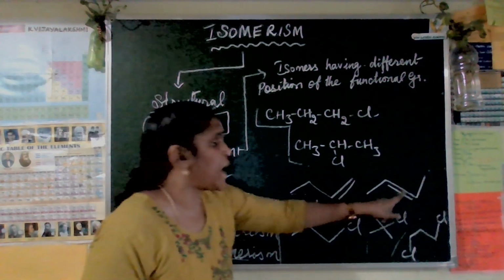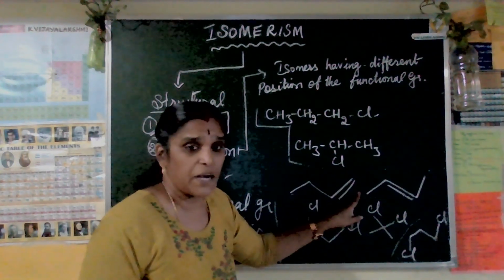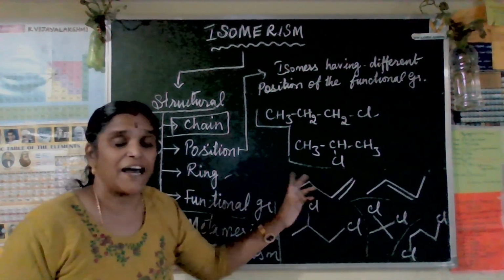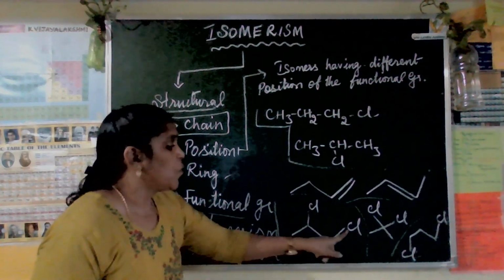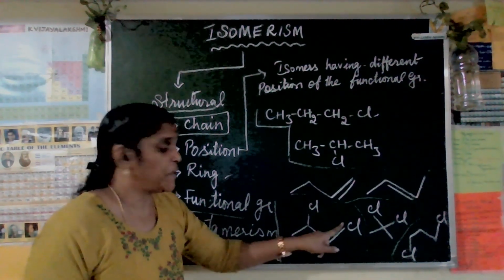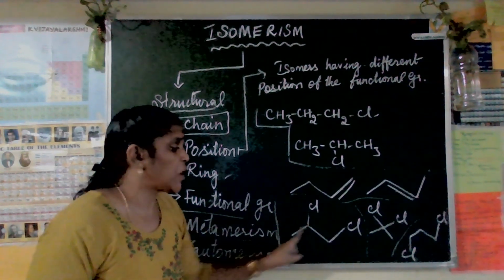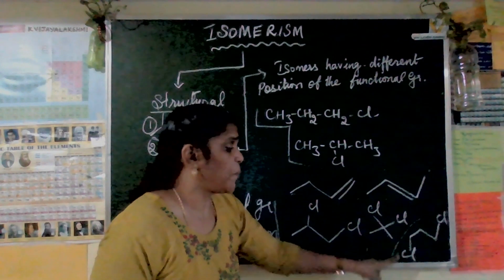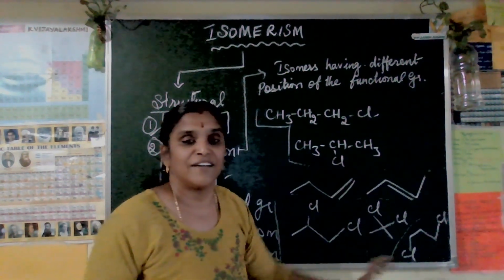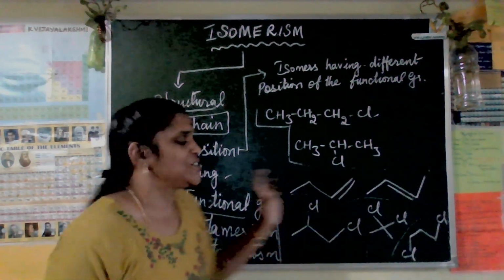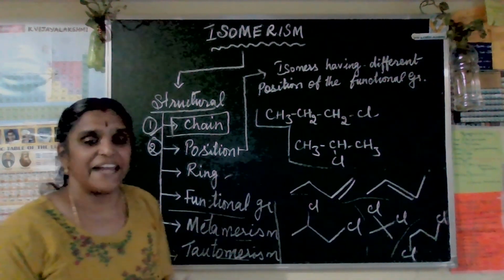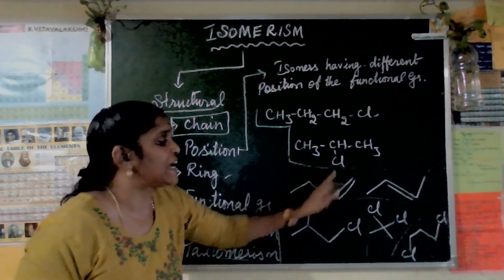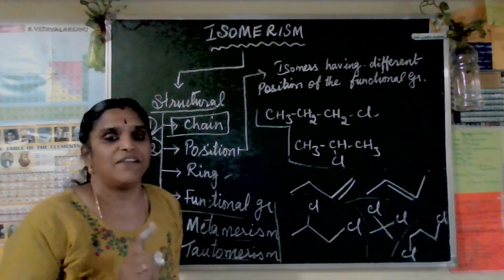Now this is 1, 2, 3, 4, 1-butene. This is 2-butene. Same molecular formula, but they differ in that position. Now here, 1, 2, 3, that means 1,3-dichloropentane. Here 2, dichloropentane, and 1,4-dichloropentane. So in that way we can identify very easily the position where it has attached.